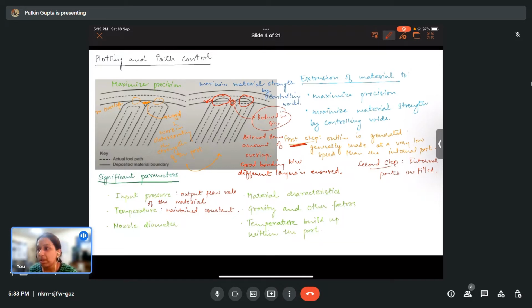Now, the next parameter is the nozzle diameter. Okay, and this is constant for a particular build.